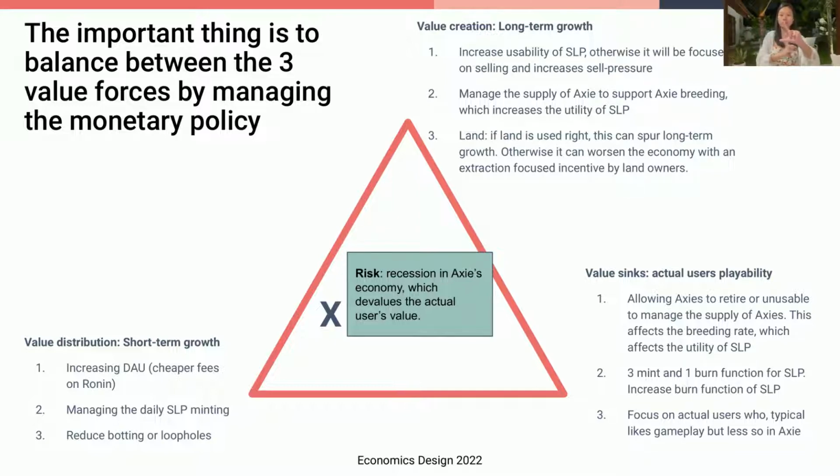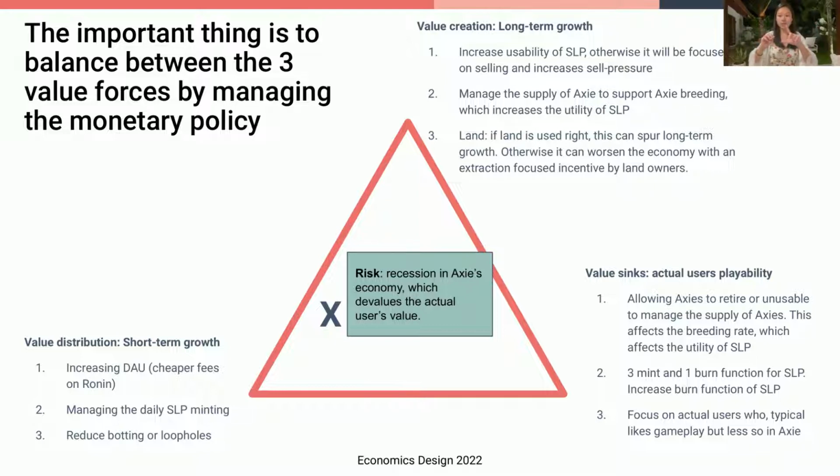So let's look at value distribution. Value distribution is short-term growth. Here we're increasing DAU, the daily active users, and this is done by moving to the Ronin chain, having cheaper fees. They're also managing the daily SLP minting, and reducing botting and loopholes. They clear a lot of wallets who are bots, which is great, and that helps with value distribution. You're distributing your short-term growth to the right users, real users who create value in the game.